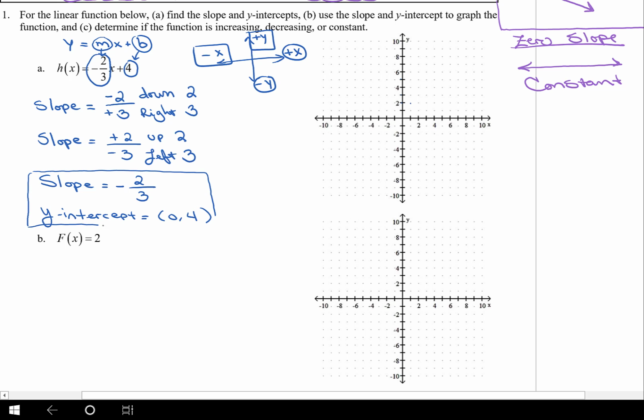So let's go ahead and get started with this. I'm going to start off with the y-intercept. That is like a starting point that's going to tell me where I need to start from. So we're going to go to (0, 4) and plot that point. I'm going to label it, and I'm going to go down 2 and over 3 to the right, and that's going to land me here at (3, 2).